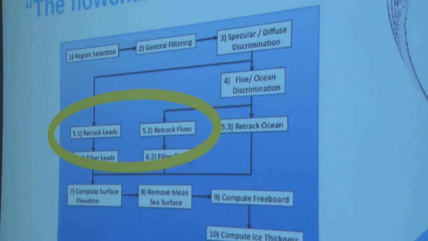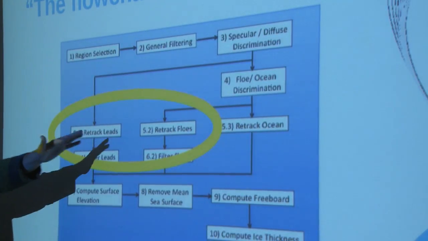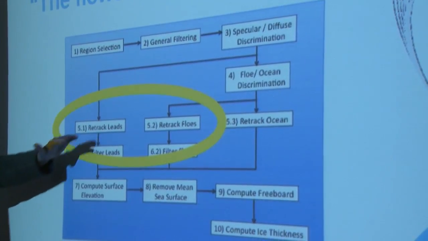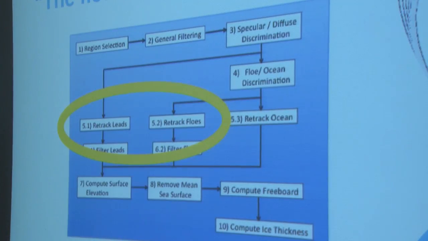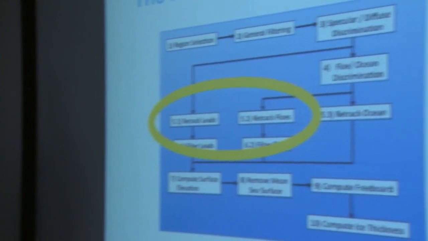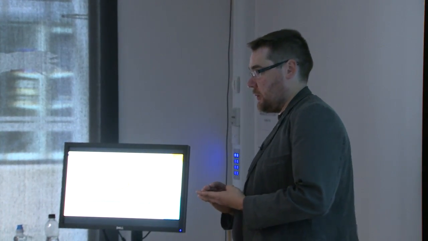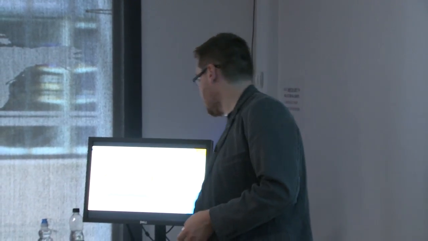So after we know which waveforms come from where, we retrack the waveforms. This is from the CCI processor. And you see here, it's a different beast for retracking leads and retracking floes. We actually use a different retracker, a completely different system for the peaky waveforms and the diffuse waveforms. You don't need to do it that way. Alfred Wegener Institute people just use the same retracker for both. You can do it. Doesn't make that much difference.